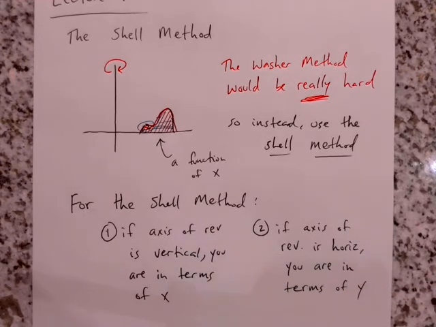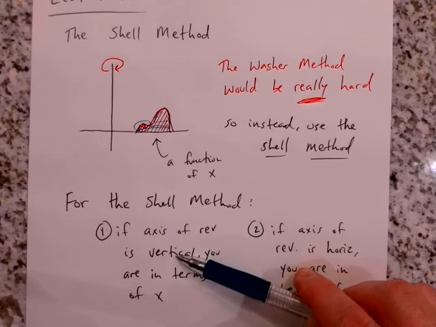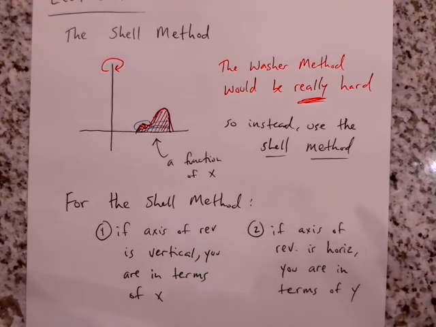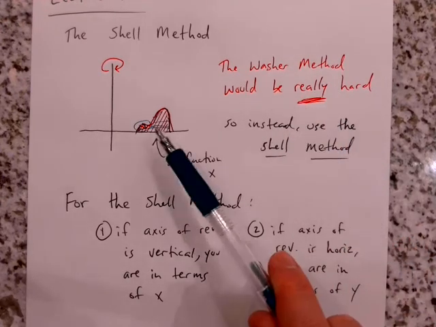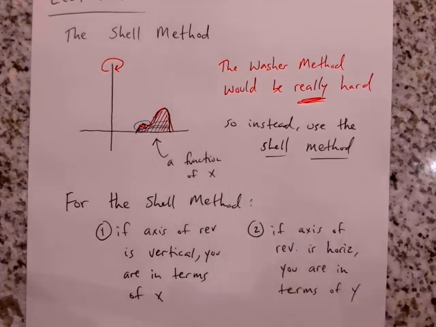So it is the opposite from the washer and disk method. For the washer and disk methods, when your axis is vertical, you're in terms of y. When you're horizontal, you're in terms of x. The shell method flips those two. And again, it's because sometimes those techniques are really hard if your function is not easily expressed in the variable that you're supposed to use. So let's see how this works.